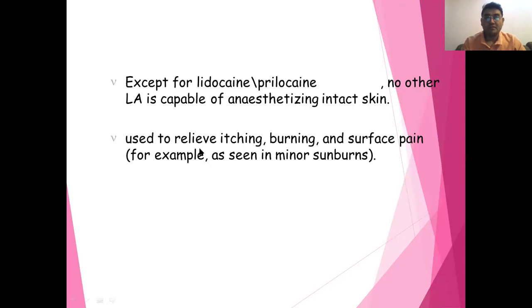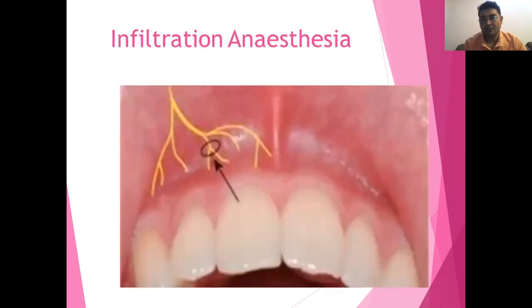It is used to relieve itching, burning, and surface pain, for example as seen in minor sunburns. Of course, we use these because applying an NG tube or a Foley catheter has a very unpleasant sensation of pain. That's why we reduce this pain, we reduce this bad sensation for the patient. We apply it at the surface of the patient's mucosa.